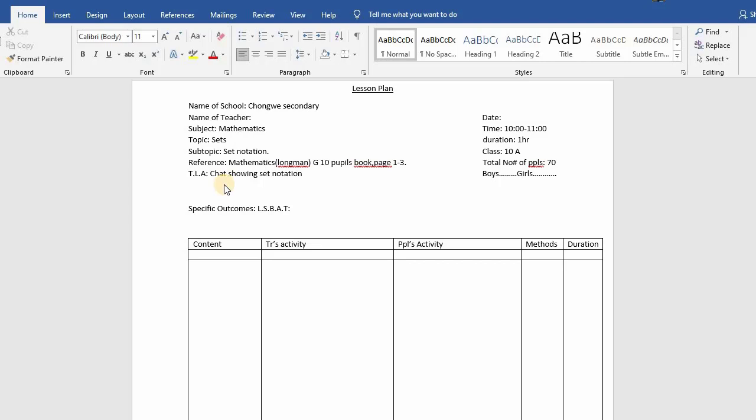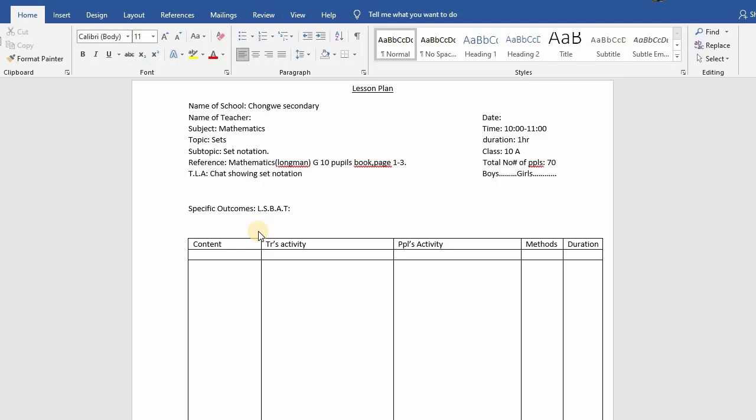And also remember to indicate the learning aids, TLA, that is teaching learning aids. So remember, when you are indicating teaching learning aids, you should never include the chalkboard, because the chalkboard is always there in class. So as a teacher you have to be resourceful. Never include the chalkboard because it is there in class.